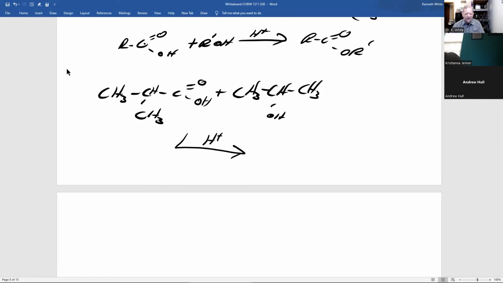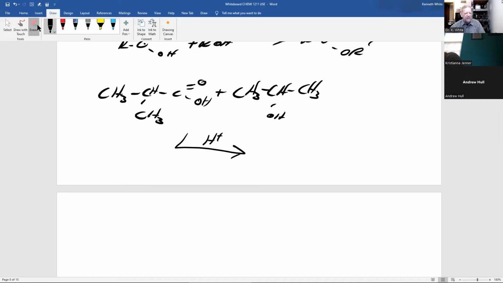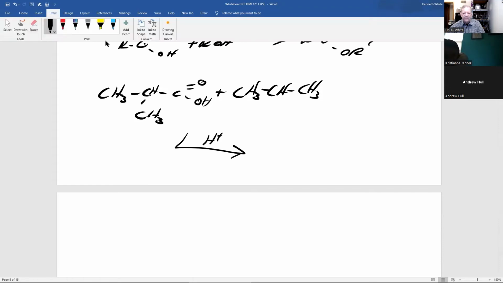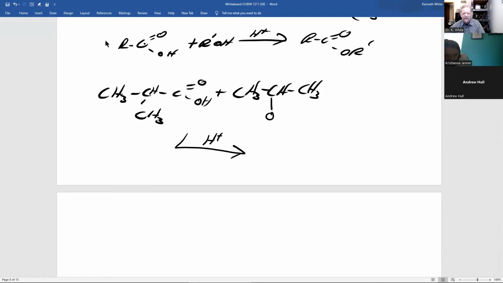And here's another one for you to try. Give the organic product or products for the following reaction. And let me clean this up a little. That looks better.